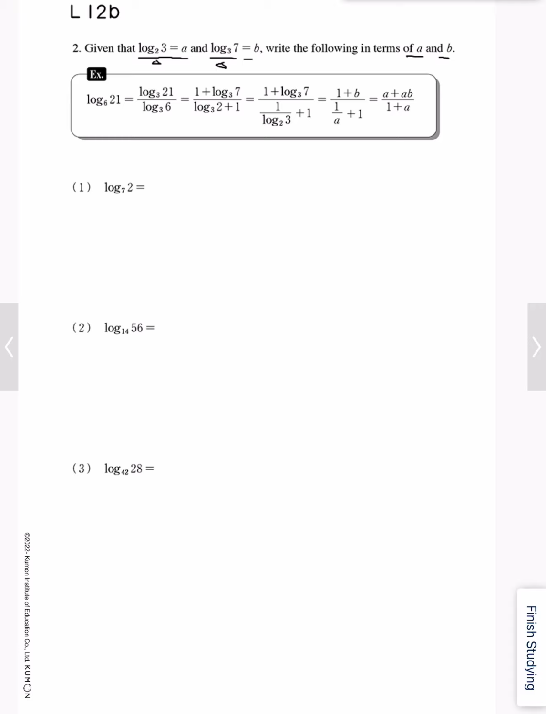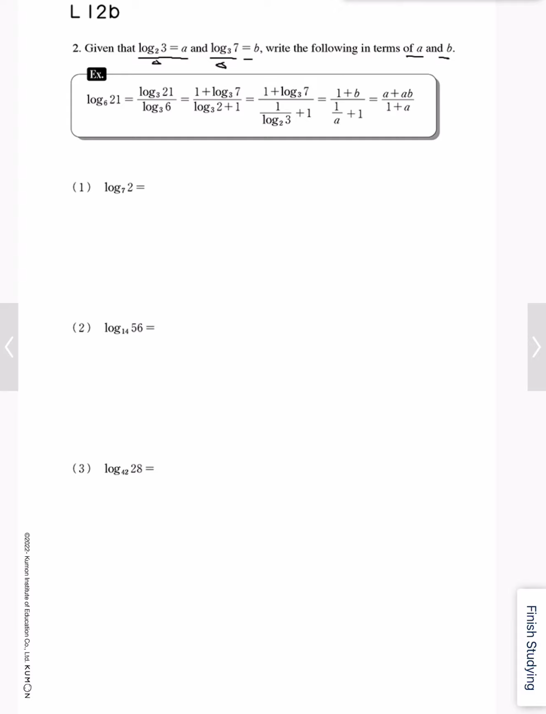So for this page, what I want to do is only explain to you guys how to do the example, and I want you guys to try questions number 1, 2, and 3. So question number 1, actually example, my bad. So we have this, and we also have 21 here, we have 6 over here.